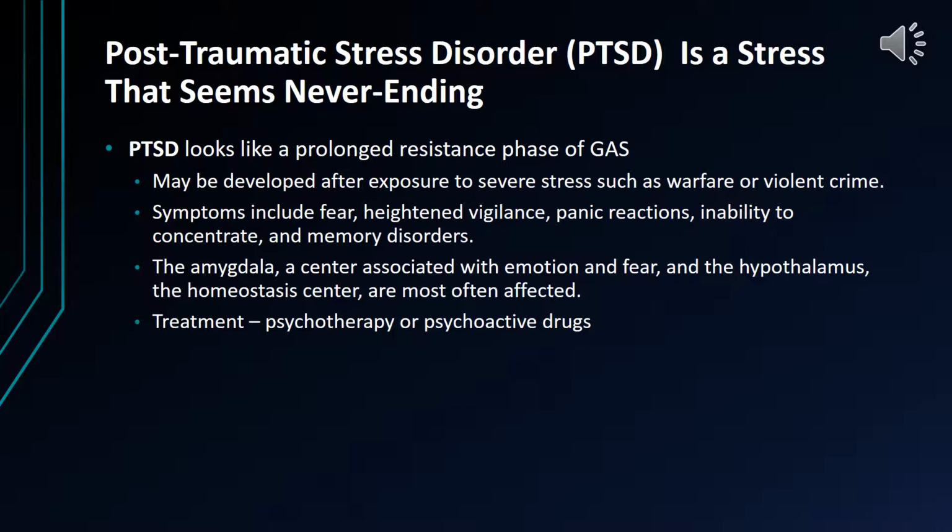And I think they probably should have just said paranoia instead of heightened vigilance, but they did what they did. In this disorder, the amygdala, which is the center associated with emotion and fear, and the hypothalamus, which is the homeostasis center, are the most often affected areas of the brain. And the only treatments for this disorder include psychotherapy or psychoactive drugs. I guess I should say treatments, because there's two of them.